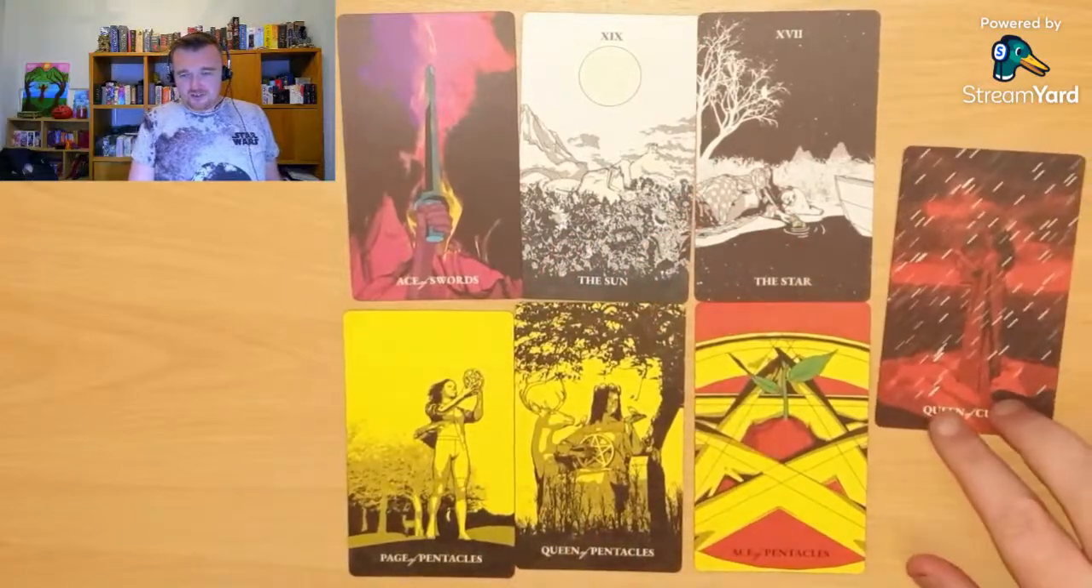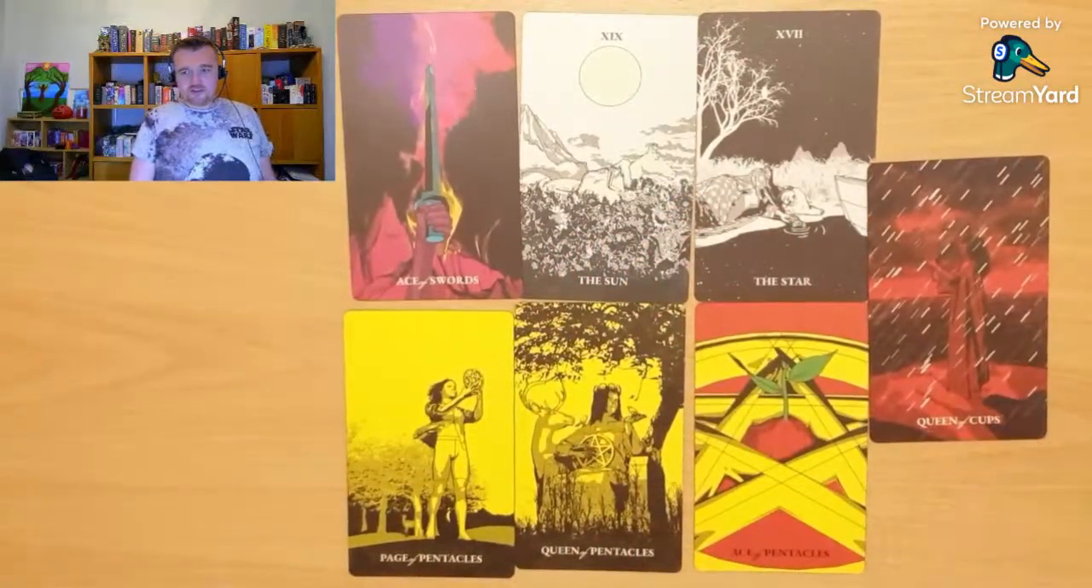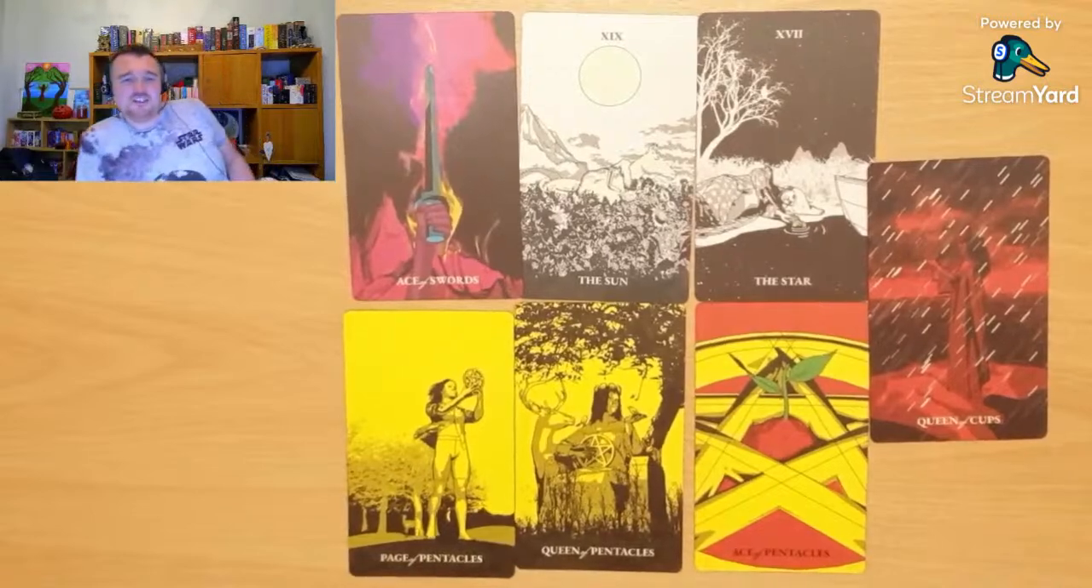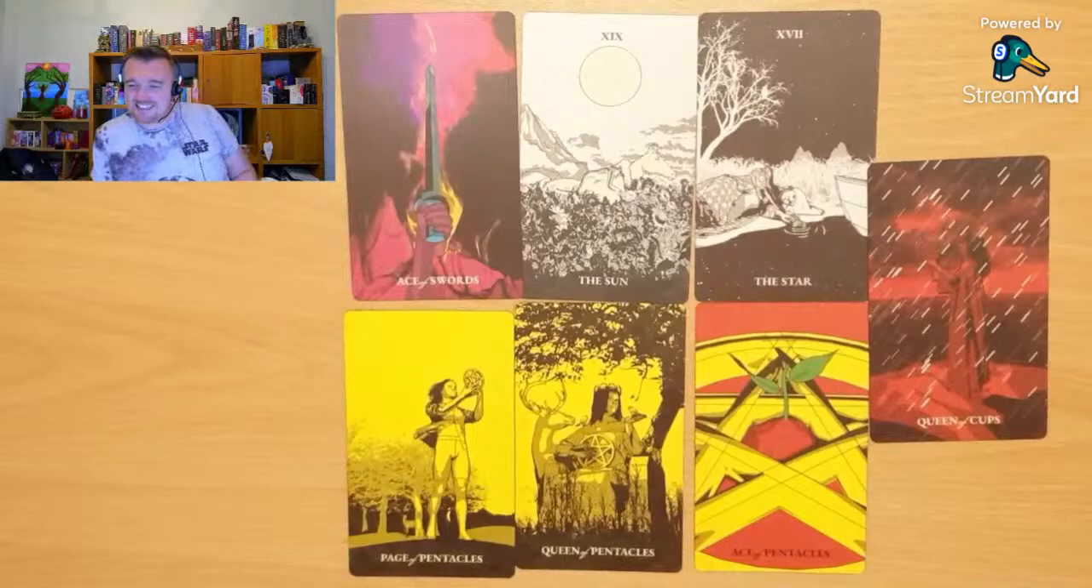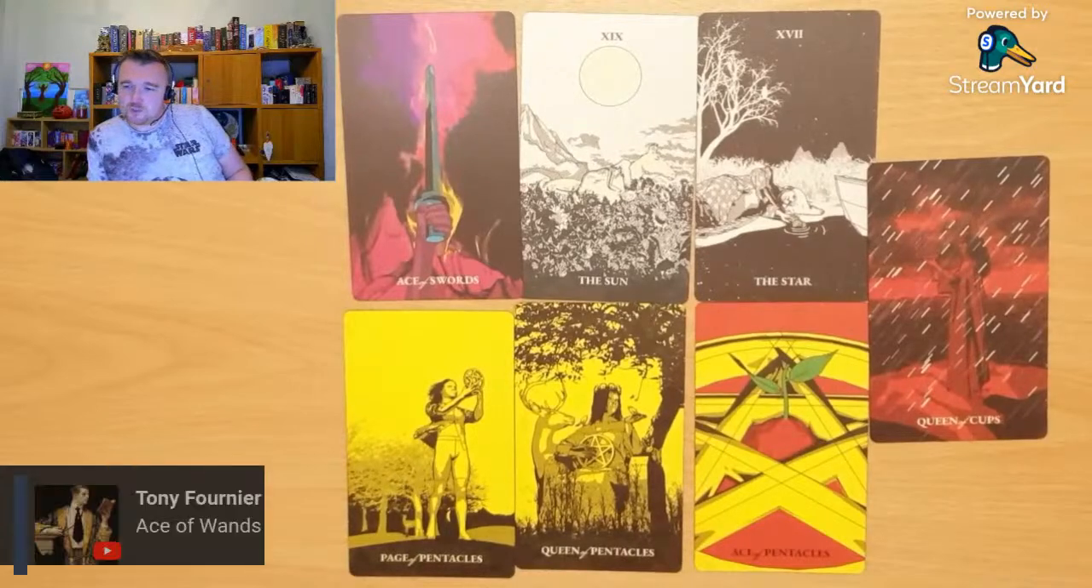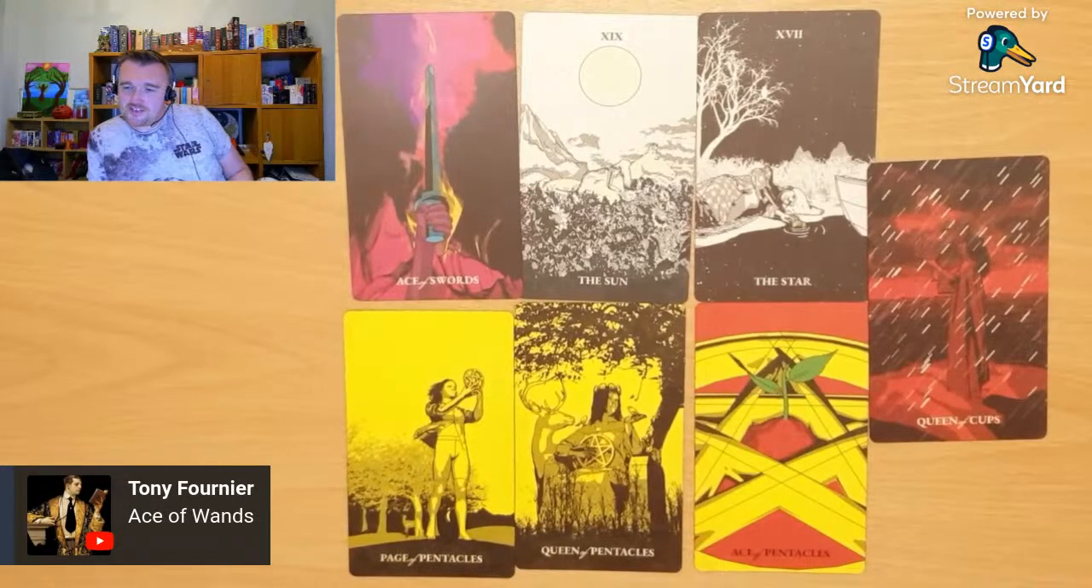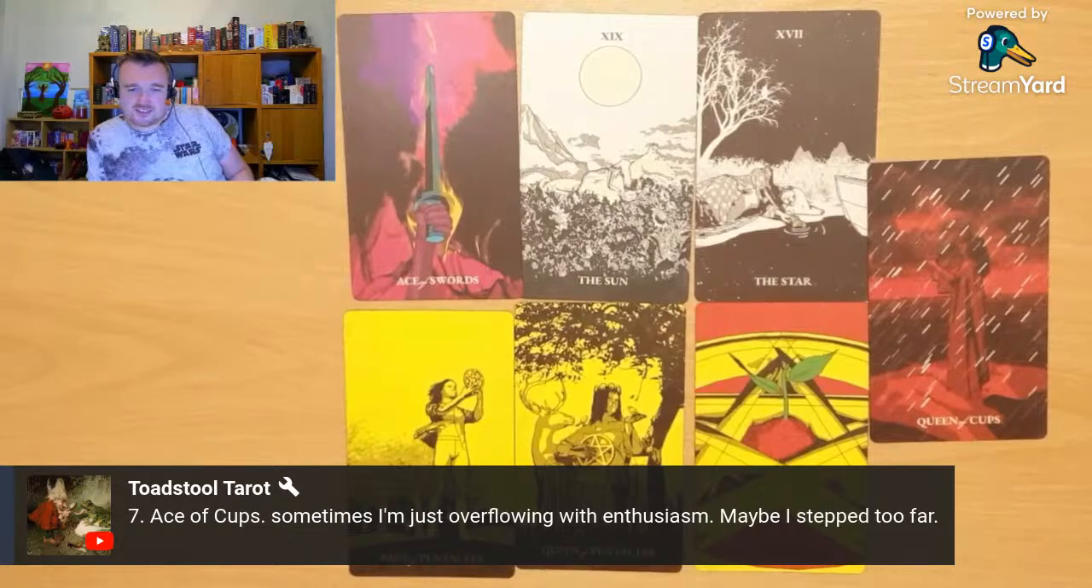Debbie's got the Queen of Swords. So stop overthinking everything, Debbie. I know the Queen of Swords isn't about overthinking, but because it's a swords card, we're going to look at it that way. The Ace of Wands for Tony. Interesting. See, Ace of Cups. Sometimes I'm just overflowing with enthusiasm. Maybe a step too far.